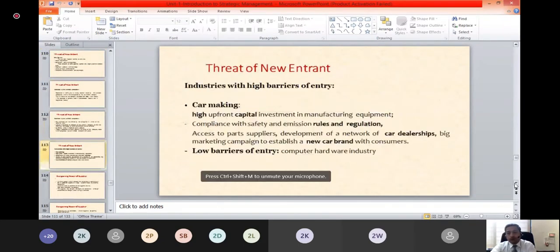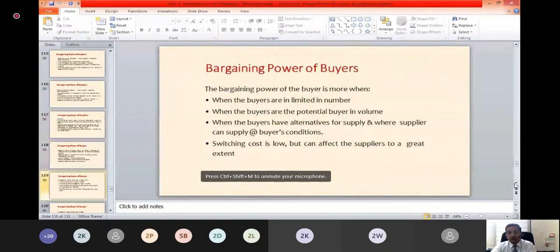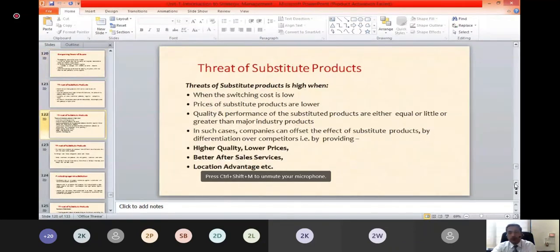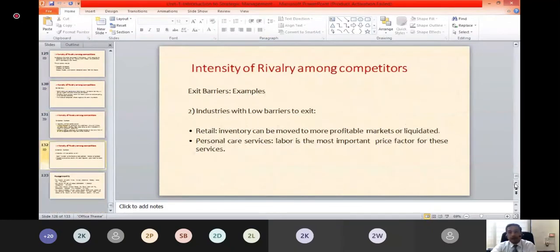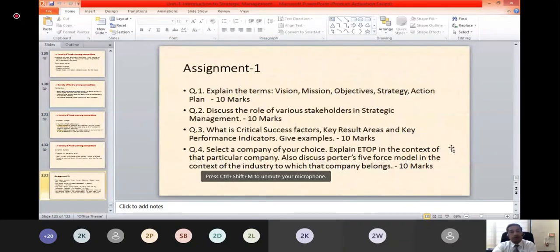So that is how this unit number one, that is the introduction to strategic management, gets over. And with this, for self study or some revision at your end, I am giving you one assignment. This assignment you will have to write, that should be handwritten, and you will have to scan and submit on a link which will be provided on your WhatsApp group.